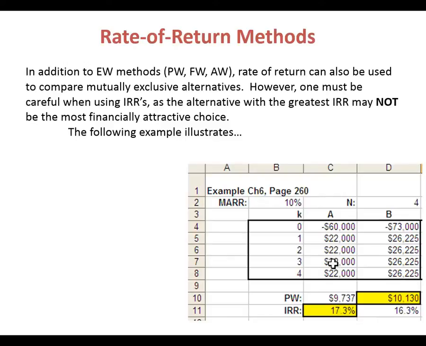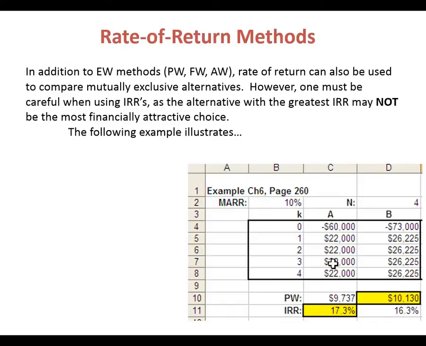Okay, the problem with the equivalent worth method is it doesn't necessarily tell you directly what the rate of return of the alternatives is. It simply tells you that if you have a certain minimum acceptable rate of return, whether or not a project should be conducted. And so we might want to calculate the internal rate of return on a project just to get a sense for how profitable it is.